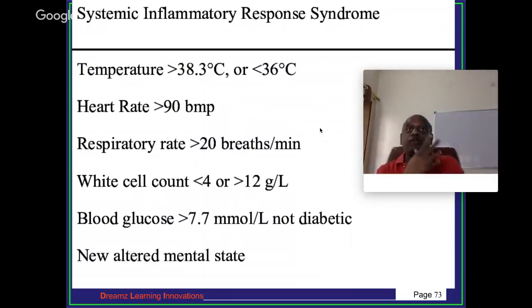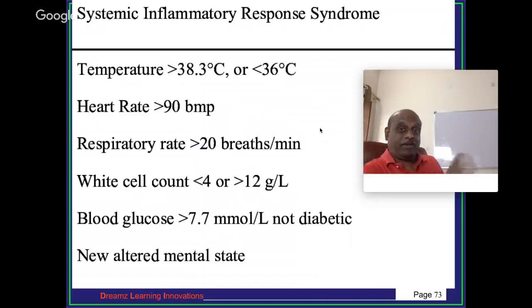Respiratory rate more than 20, tachypnea. WBC count, either leukopenia less than 4000 or more than 12000. One of these. Then blood glucose more than 7.7 millimoles per liter. And new altered mental status. This is the definition of SIRS, doctor. Once more, this question is going to come in tomorrow's MD entrance. You have to be 100% sure while answering, doctor.